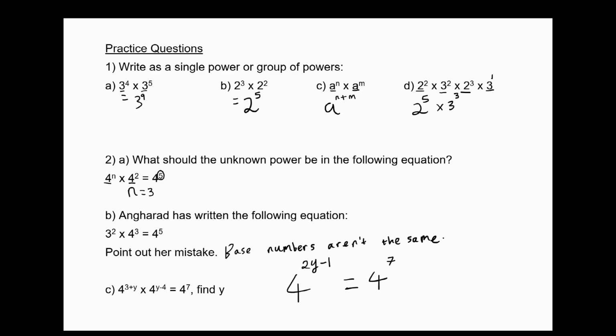So I have 2y minus 1 as the power on the left-hand side, and 7 as the power on the right. So I can say 2y minus 1 is equal to 7. And to solve this equation, I'm going to add 1 to both sides to give me 2y is equal to 8. Divide both sides by 2, y is equal to 4.